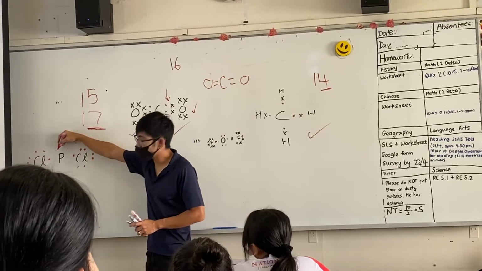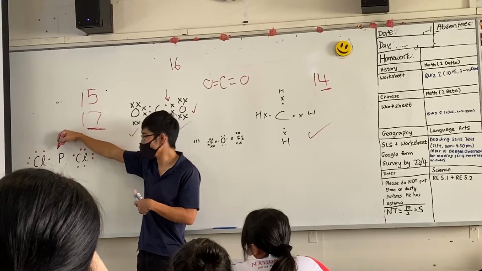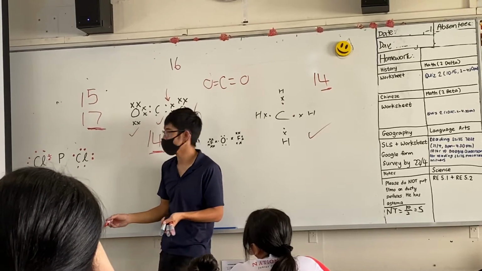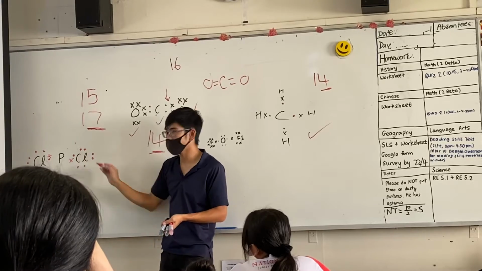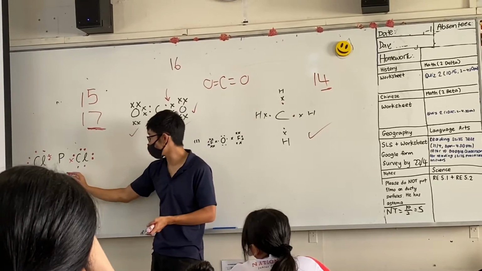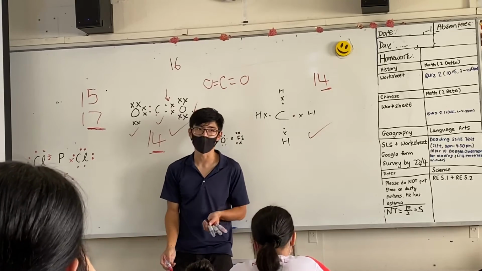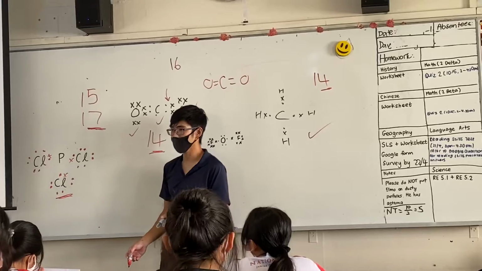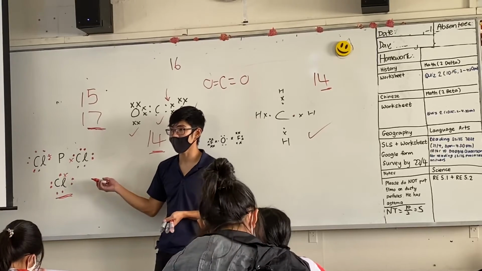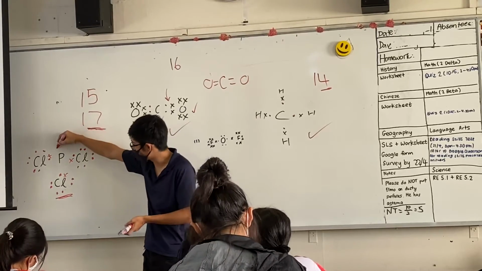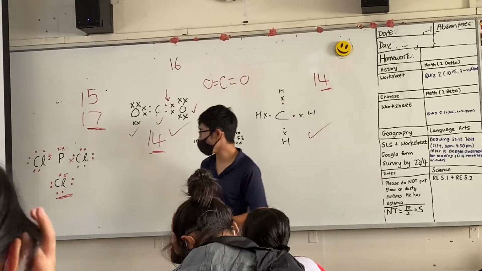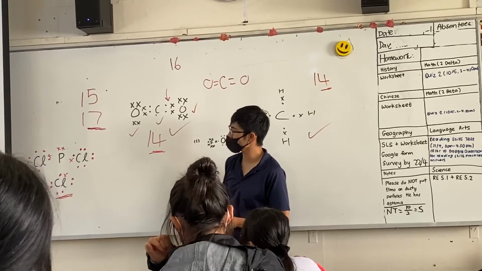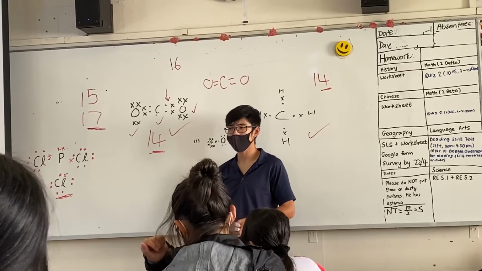So let's share first. Okay? We share one with chlorine because that's all chlorine needs. We share another with this chlorine because it needs one more. We share another with this chlorine because it needs just one more. What's left for phosphorus? 2 left. Okay, 2 more electrons left, right? So we will just leave the remaining pair on top by itself. Okay, so that's phosphorus tetrachloride.